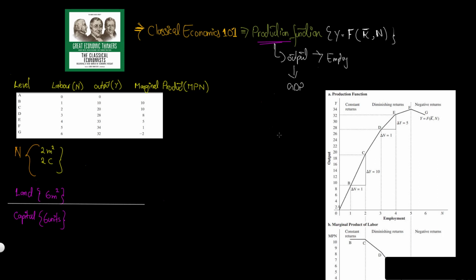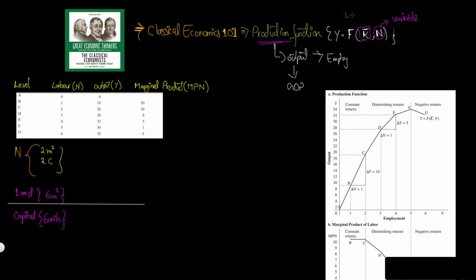But before we understand the curve, it is important that you understand a few assumptions. Firstly, we assume that the factors of production are all constant except for labor. Classical economists believe that at least in the short run, the only factor of production that the firms can change is labor. Therefore, labor is our variable. Labor is going to change.